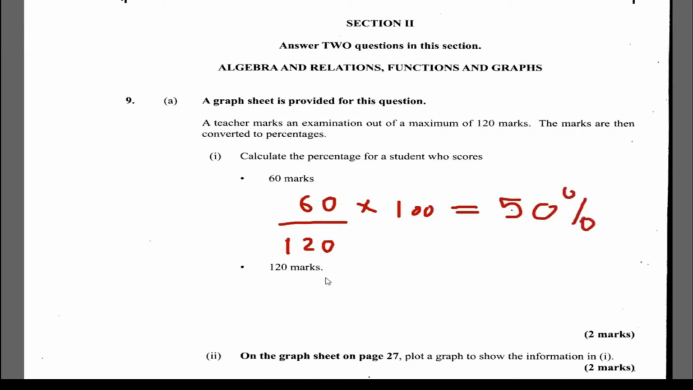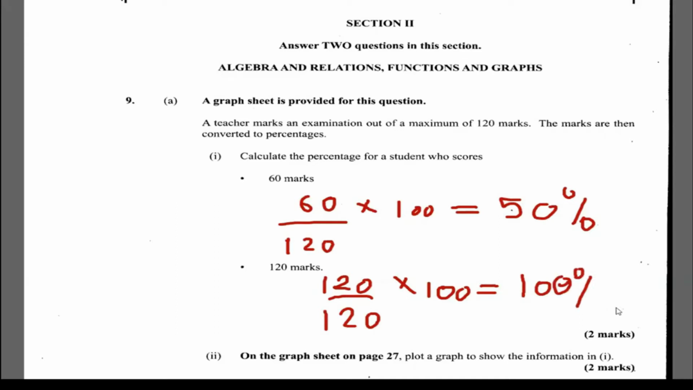Now if you get 120 marks out of 120, then clearly you build the paper. So you build the CSEC maths paper. All right, you top the Caribbean, top Jamaica, top Trinidad, top Guyana, top Barbados. You did extremely well, 100%.